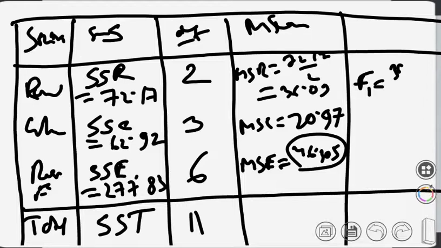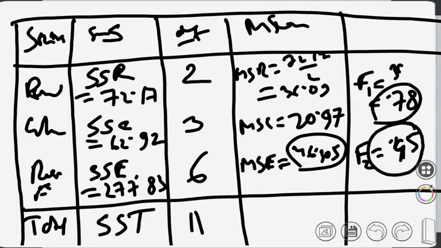0.78. F1 is 0.78 and F2 is 0.45. So that is the calculation that is done.